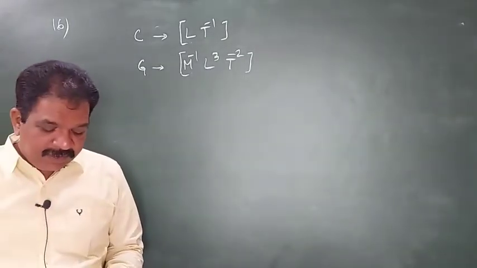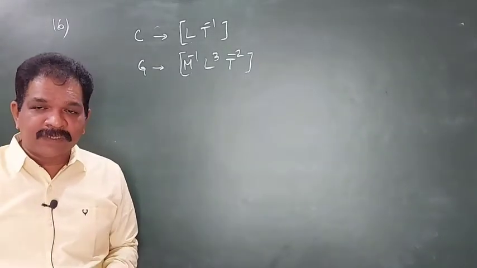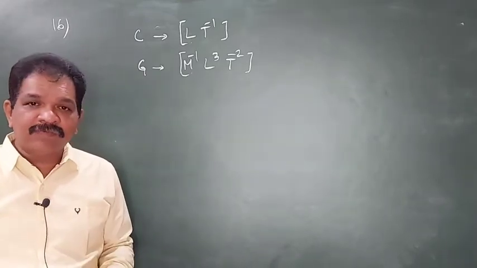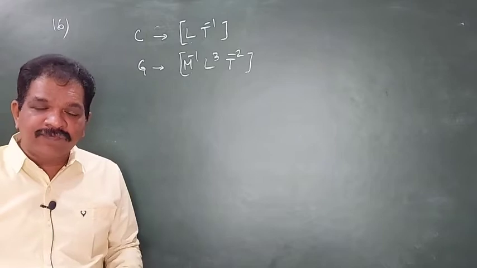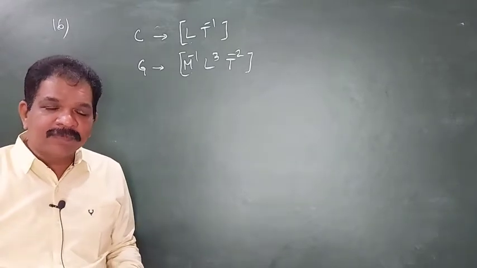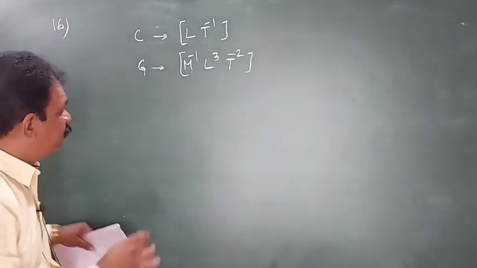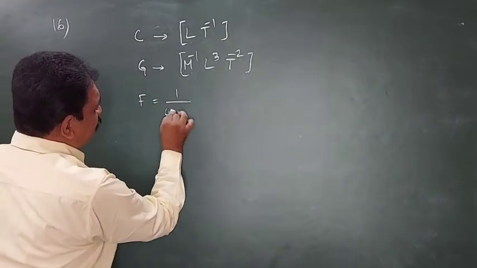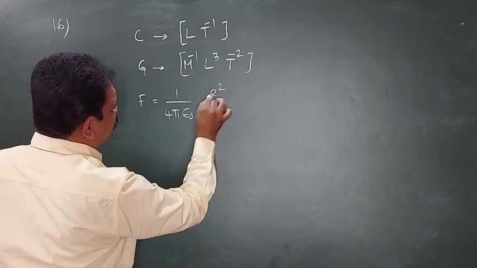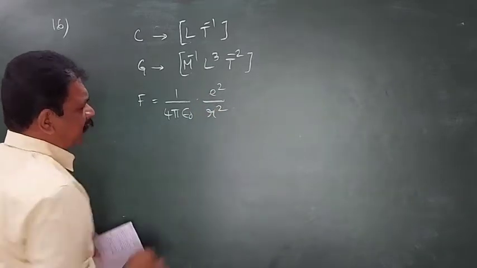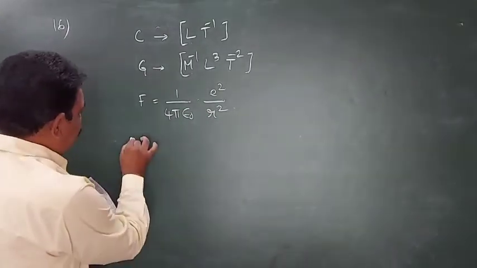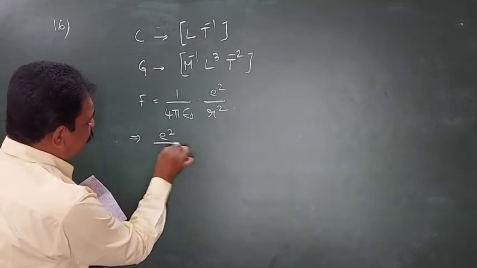Okay, E square by 4 pi epsilon naught. Actually, E will be the charge. Epsilon naught will be the permittivity of the medium. It will come for you in the second year. Force between two charges is 1 by 4 pi epsilon naught E square by R square. From this, E square by 4 pi epsilon naught will be how much?